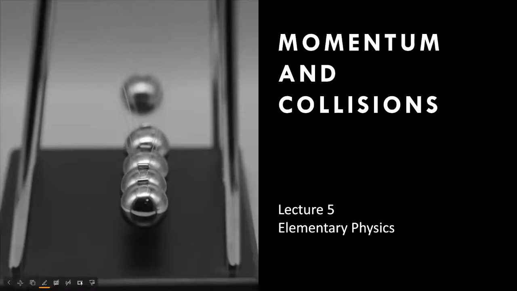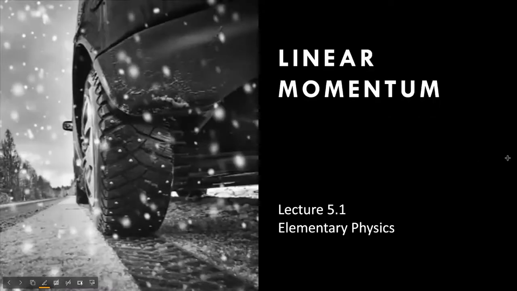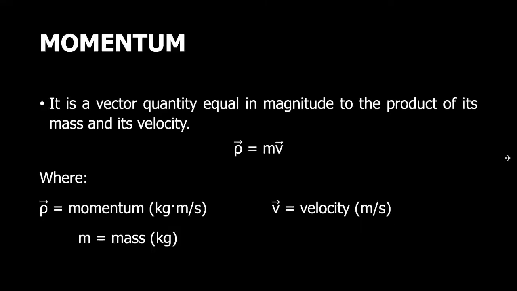So let's start our discussion with linear momentum. So this first part of the lecture will grasp the basic concepts involving momentum. When we say momentum, it is a vector quantity equal in magnitude to the product of its mass and its velocity. So it is defined by the product of the mass, which is a scalar, and its velocity, which is a vector, and therefore the momentum is also a vector quantity.